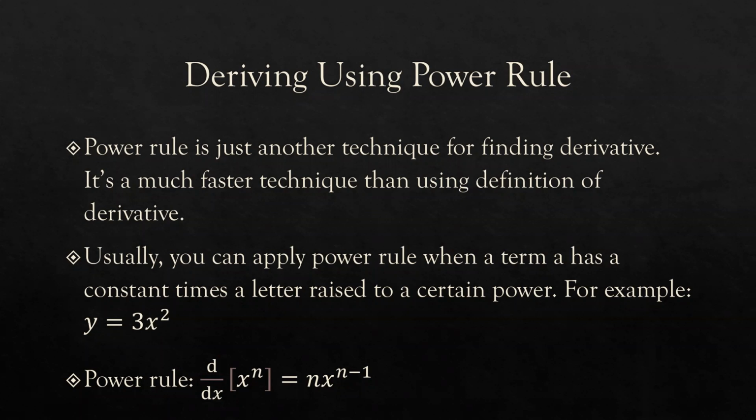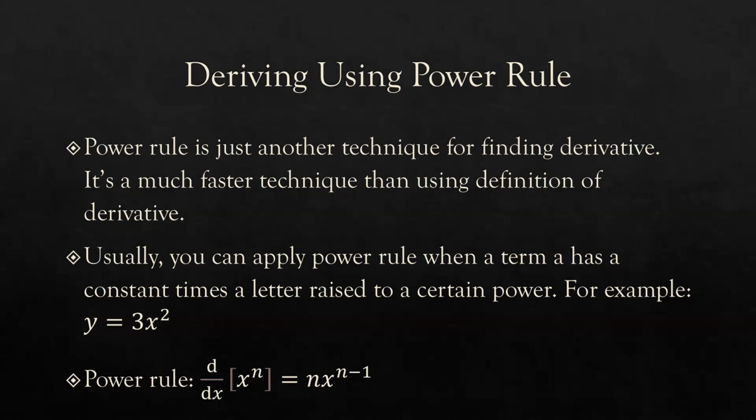Usually you can apply the power rule when a term has a constant times a letter raised to a certain power. For example, y equals 3x squared. So that's when you know you would use the power rule.